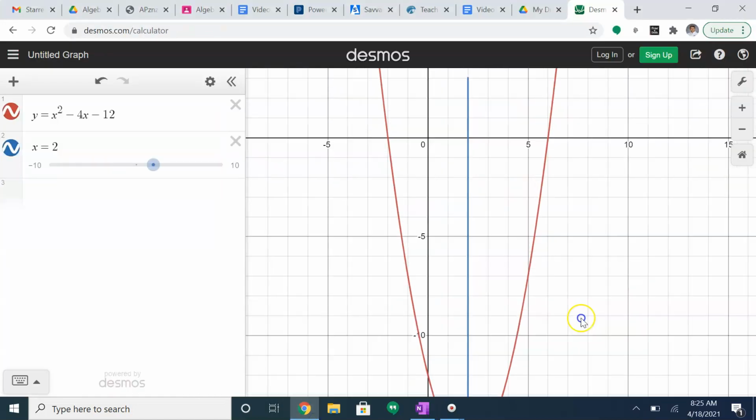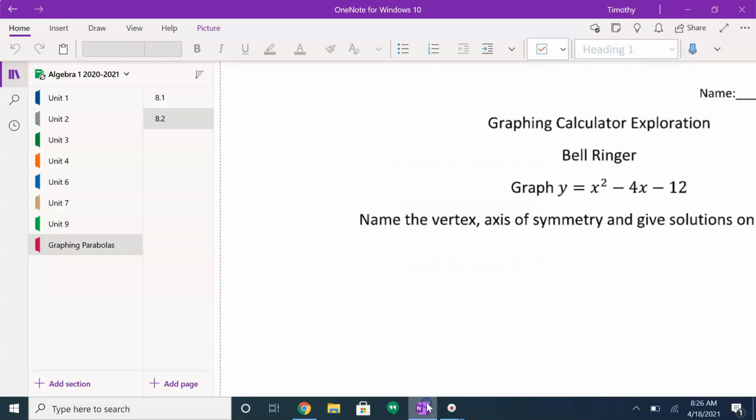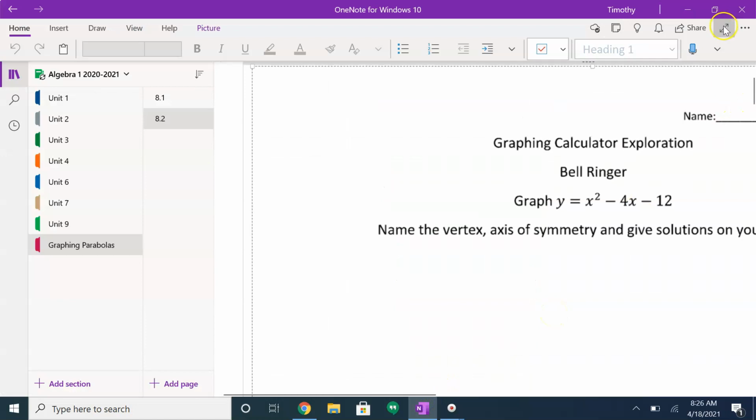And then we have the solutions. Remember, the solutions are where it crosses the x-axis. So if we look at this, negative 2 and 6 are where it crosses the x-axis. So those are the solutions to the problem: x equals negative 2 and x equals 6. That's just a nice review of everything that we've done so far.